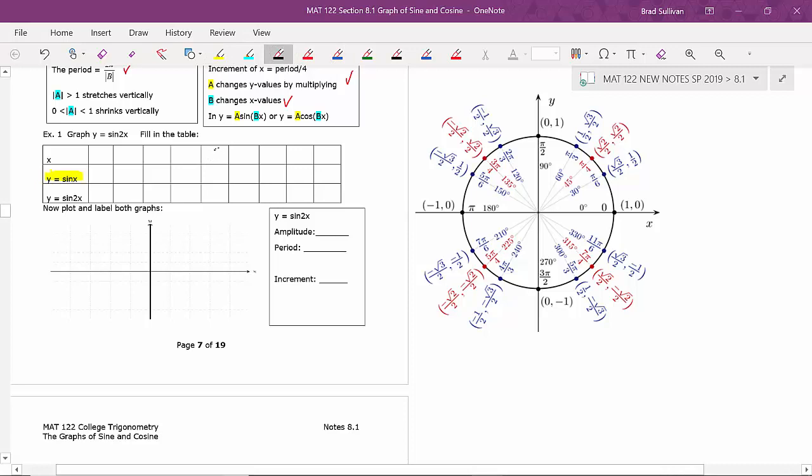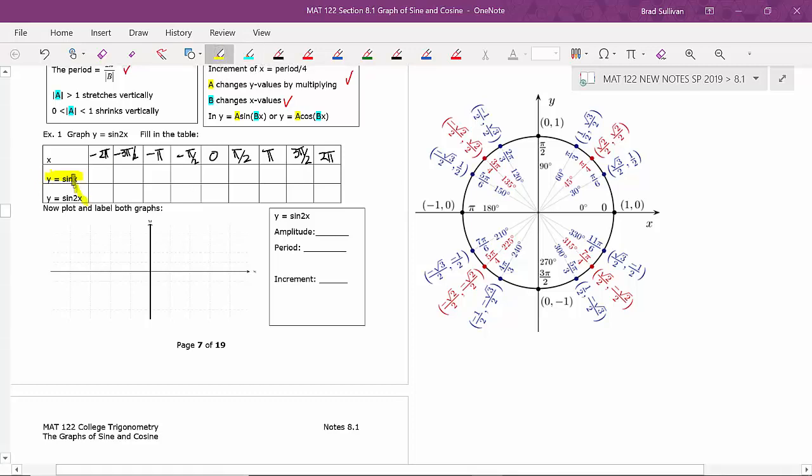So to begin with on our table, we're just going to use standard values, like 0, pi over 2, pi, 3 pi over 2, and then 2 pi. And then do the negatives: negative pi over 2, negative pi, negative 3 pi over 2, then negative 2 pi. What I'm doing is just going around the unit circle by 90-degree increments, really.